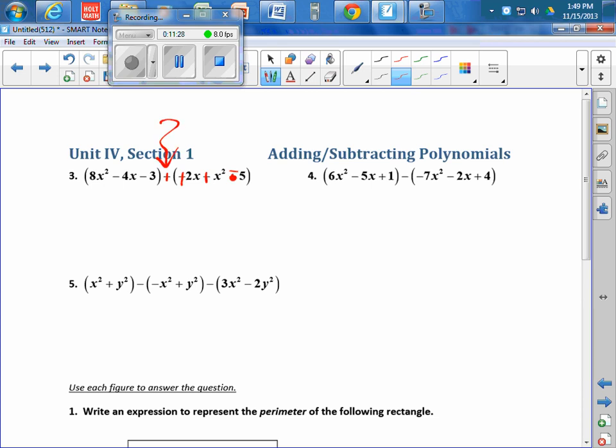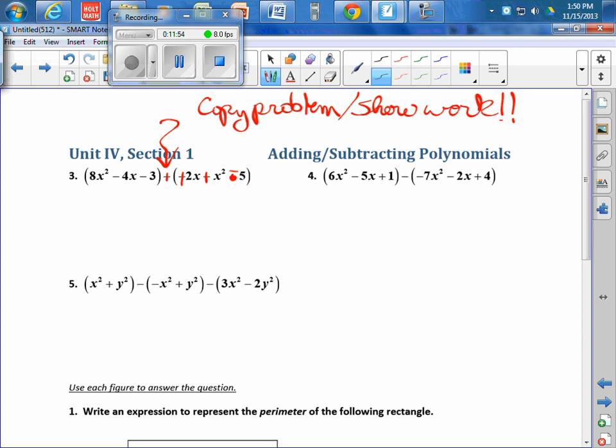So when you're doing your assignment on this, make sure you copy the original problem first. Show your work. Don't make your teacher guess as to whether you know what you're doing or not. Show what's going on so that in case, and when, you do make a mistake, your teacher can correct that for you. They can show you what you're doing to get a wrong answer and help you get the right answer. So copy the problem and show your work.